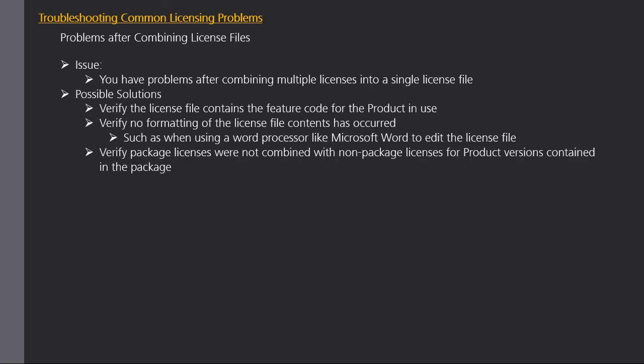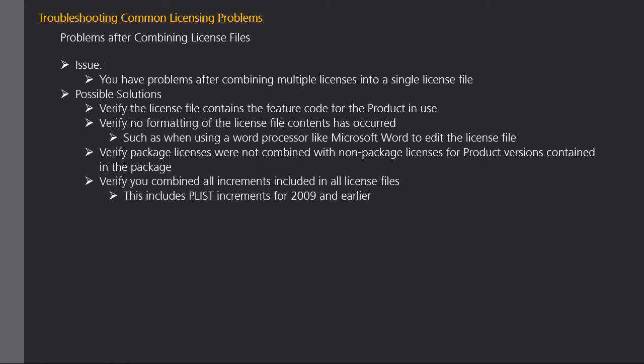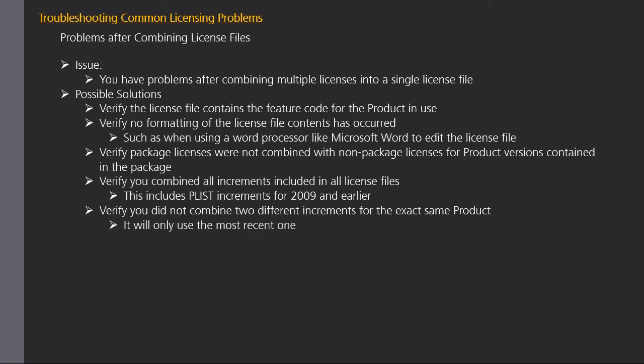Verify package licenses were not combined with non-package licenses for product versions contained in the package. Verify you combined all increments included in all license files. This includes plist increments for 2009 and earlier. Verify you did not combine two different increments for the exact same product. It will only use the most recent one. Request a new license file that contains the total number of seats for that product.